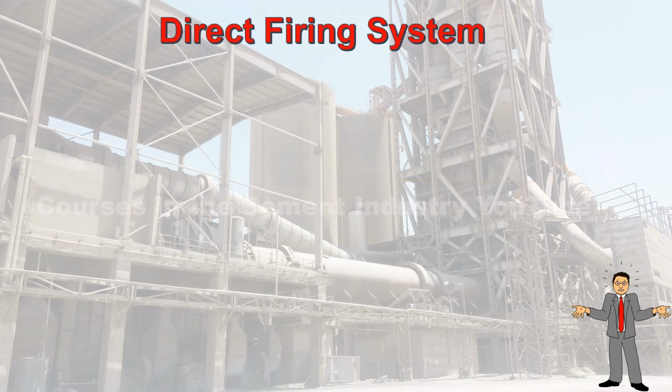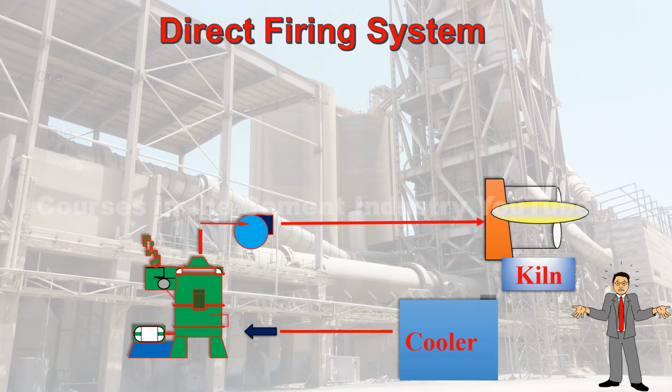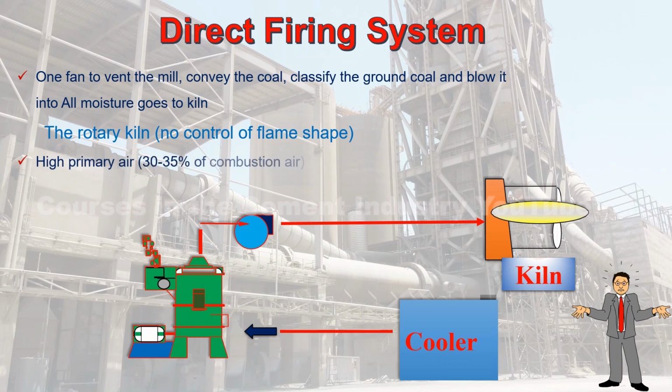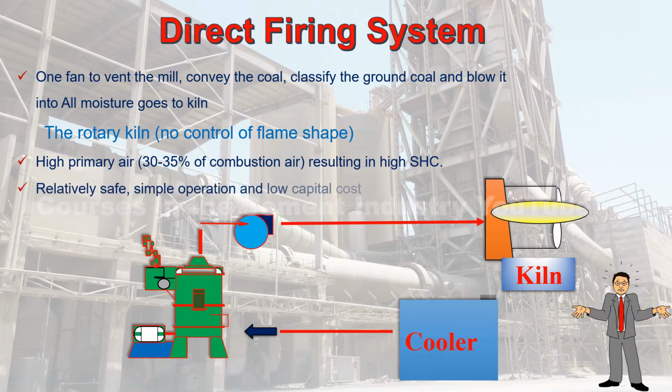Direct firing system. 1. One fan to vent the mill, convey the coal, classify the ground coal and blow it into the rotary kiln, no control of flame shape. 2. All moisture goes to kiln. 3. High primary air, 30 to 35% of combustion air, resulting in high SHC. 4. Relatively safe, simple operation and low capital cost.